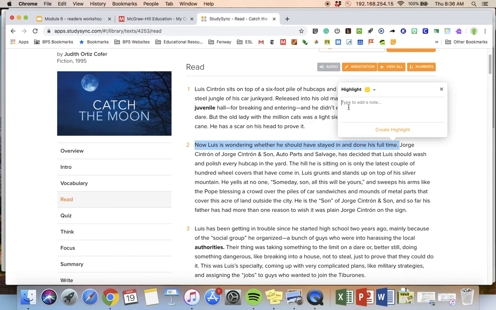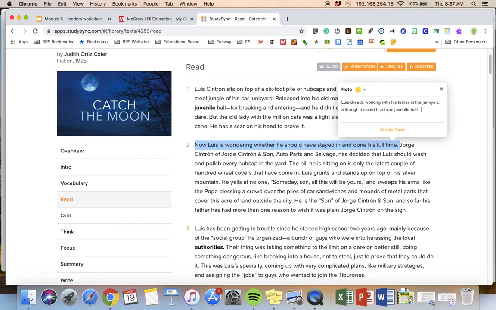So I'm going to make a little note to myself that says, Louis dreads working with his father at the junkyard, although it saved him from juvenile hall. To me, it seems like anything would be better than juvenile hall. But now I see Louis saying, oh man, I probably should have stayed.